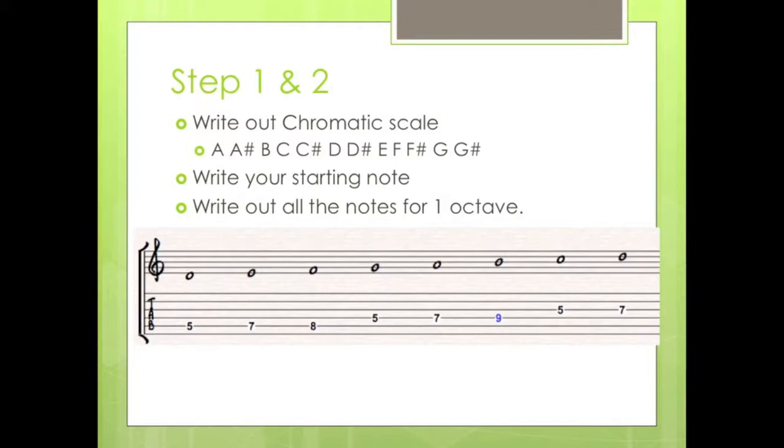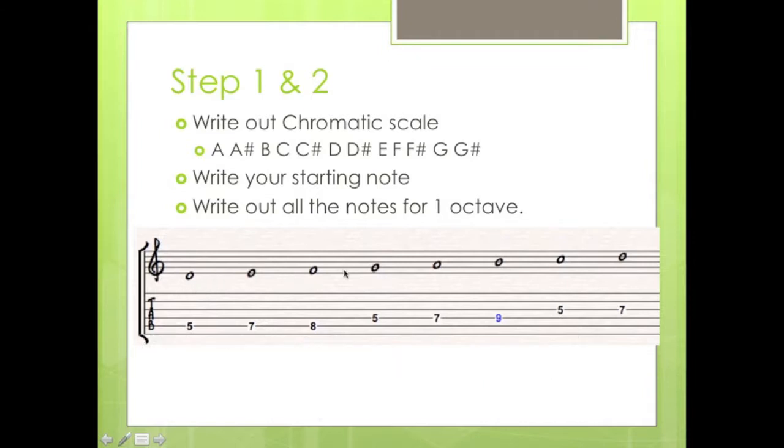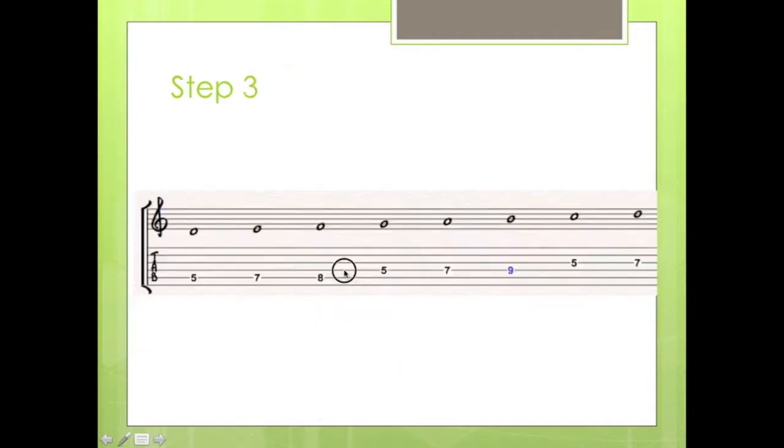Step 1, here we go. Write out the chromatic scale. Cha-ching, we got it. Write your starting note. There it is. We've got a D. Then we want to write out all the notes for one octave. So we've done that. Gone D, E, F, G, A, B, C, D. Now this is not the last step. What we need to do is check to make sure that we've got the right intervals in between here. Okay? So step 3, check the semitones against the formula.